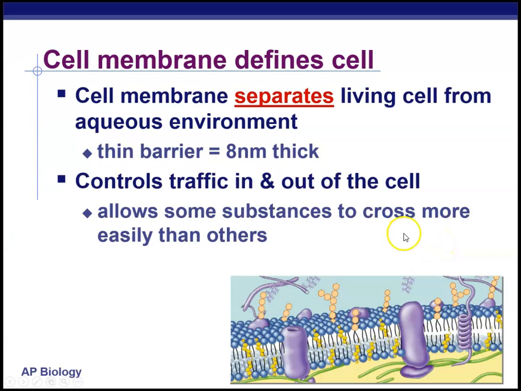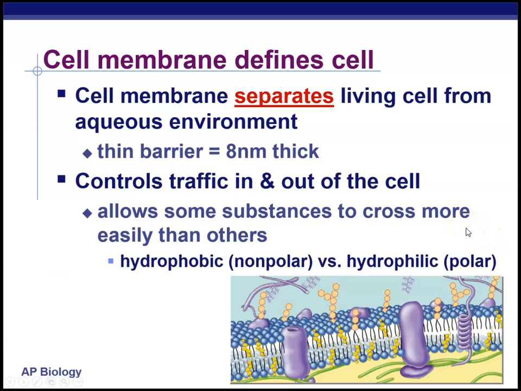It's not very thick. It's only 8 nanometers thick. Our cell membrane separates a living cell from an aqueous environment. Aqueous meaning water. And we already know we're about 60 to 70% water. So our phospholipid bilayer can help control traffic in and out of the cell, some things getting in more easily, like other lipids, and some things not so easily. It all depends on whether these molecules are polar or not. And of course, size.